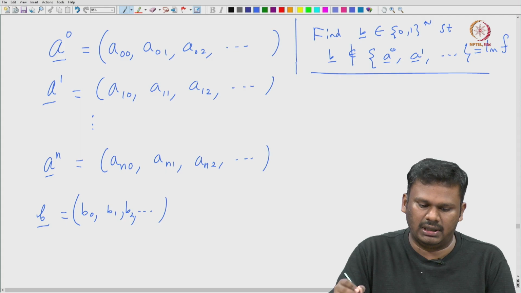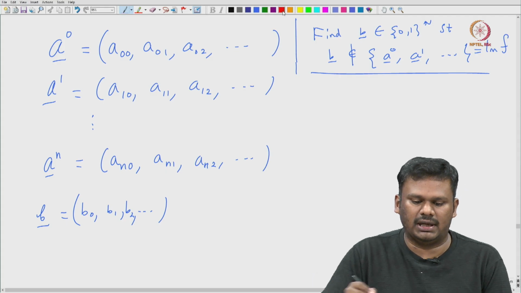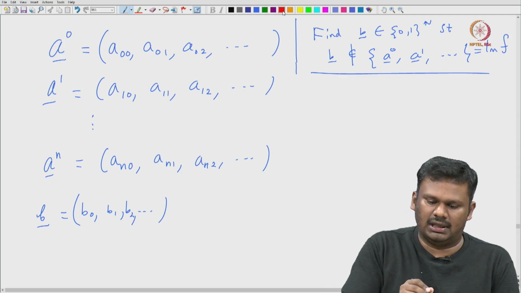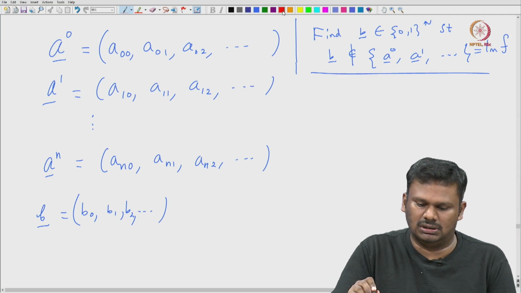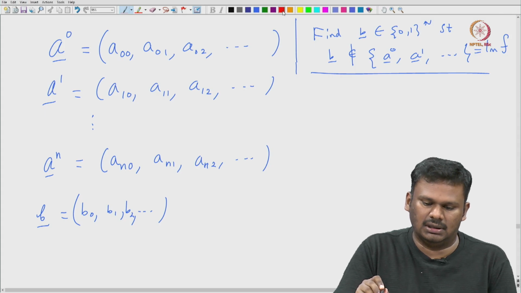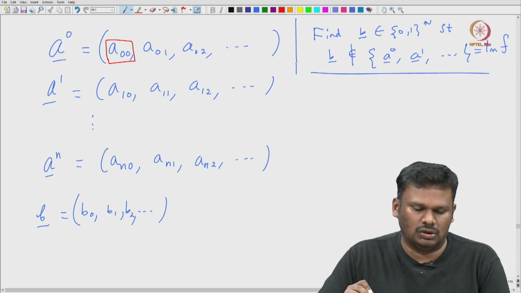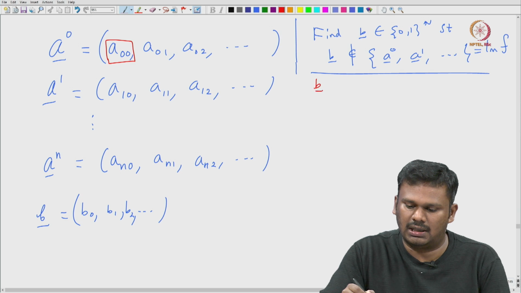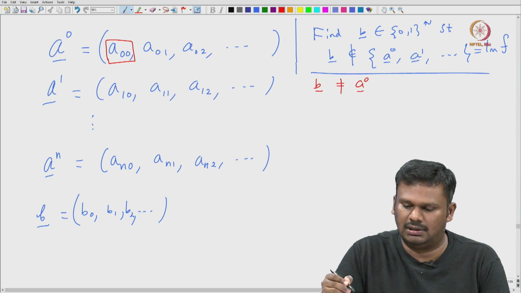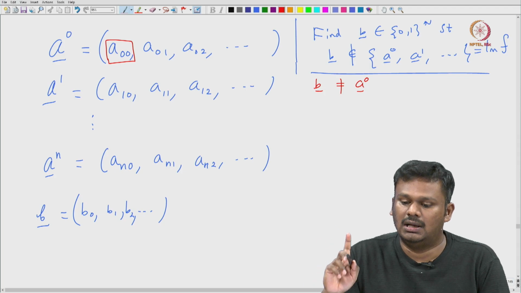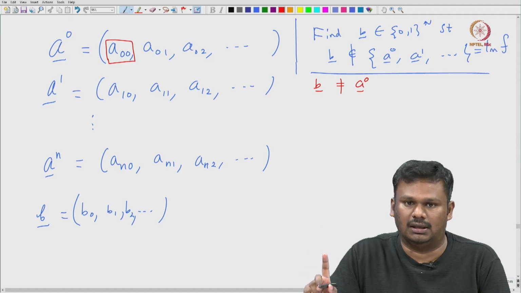If you think about it, we can look at all these tuples and then look at the first row of this infinite matrix. Now you can see the very first element. To make sure that this B bar is different from A naught bar, it is enough to make sure that one entry of B bar is different from one entry of A naught bar.